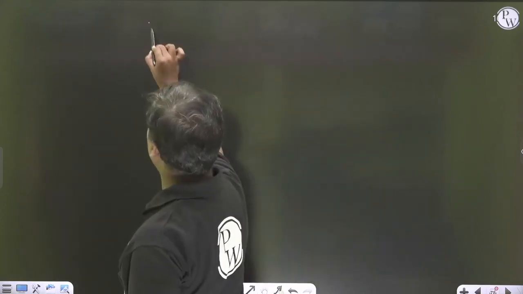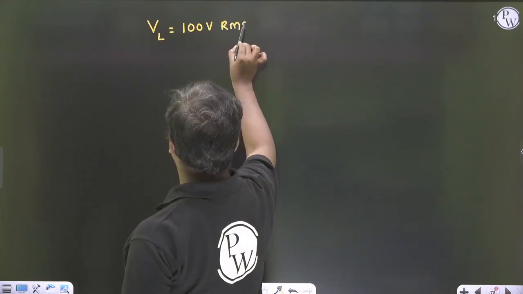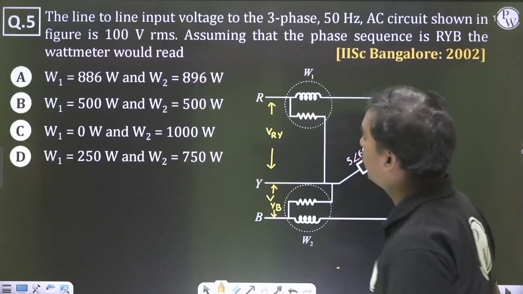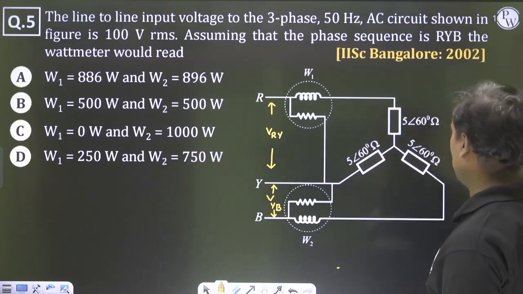So the line voltage is given as 100 volts RMS. Next, assuming that the phase sequence is RYB, the wattmeter would read as dash. So what is this question?